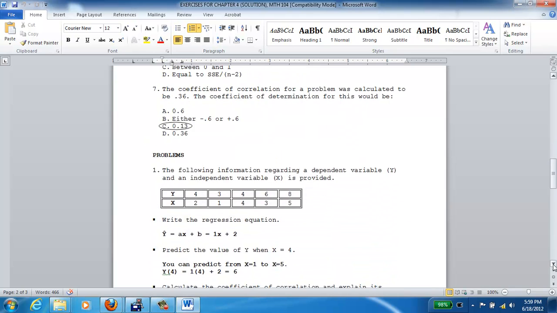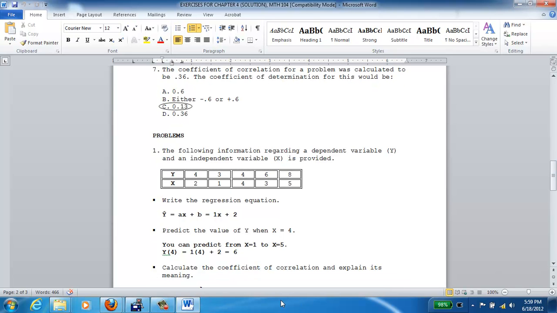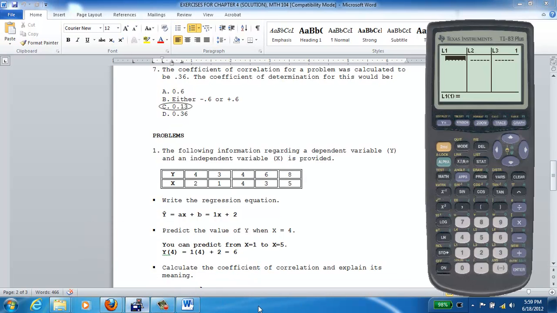For problem 1, I will use the graphing calculator. So I will go to Stat again. I will go to Edit. As I told you before, if you have any data, click Delete. Now my y is 4, 3, 4, 6, 8. Don't forget y is your L2.